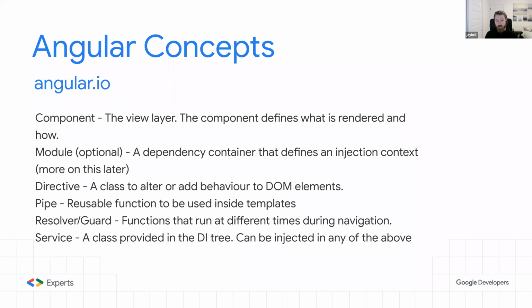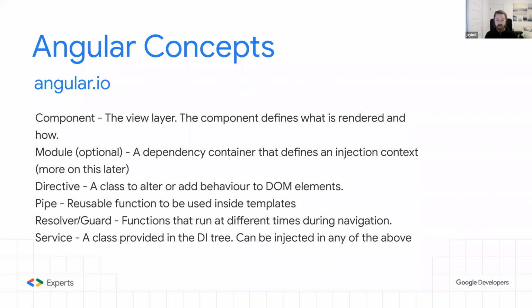There's directives. A directive is a class to alter or add behavior to DOM elements. So for example, you could create a directive for buttons that would style your button a certain way, or add additional behavior using JavaScript to the button or other elements like that.